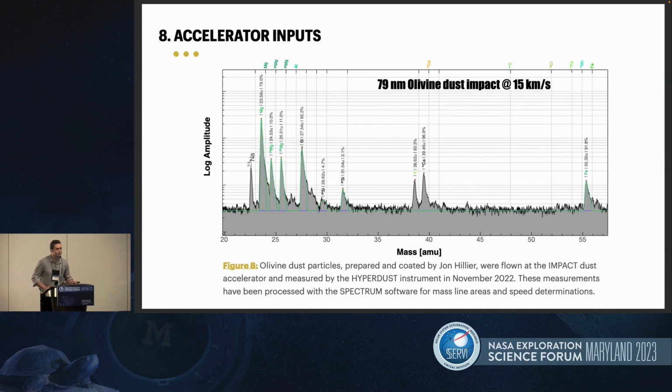And this Hyperdust instrument that we've been working with has the really convenient quality that all of the mass lines are roughly 20 nanoseconds in width. And it's far exceeding past instruments because we're getting a mass resolution of about 150 at 54 AMU. So things are looking really clear, and we're able to distinguish clearly between the magnesium and silicon isotopes, as you see here.